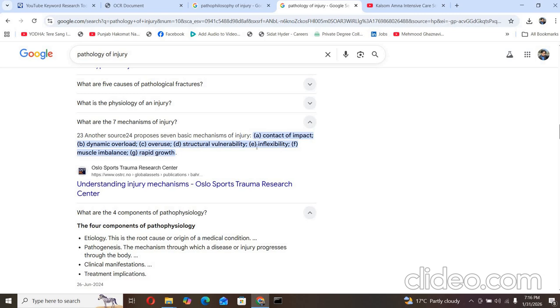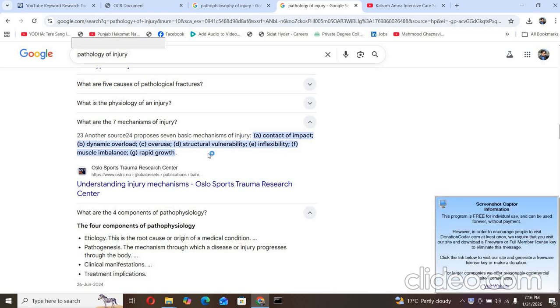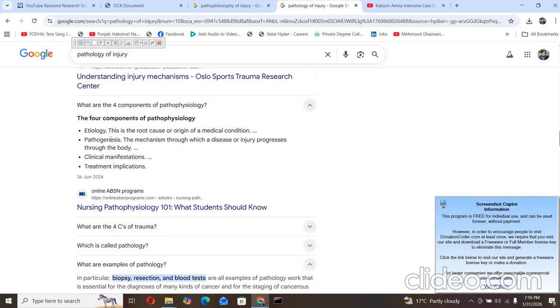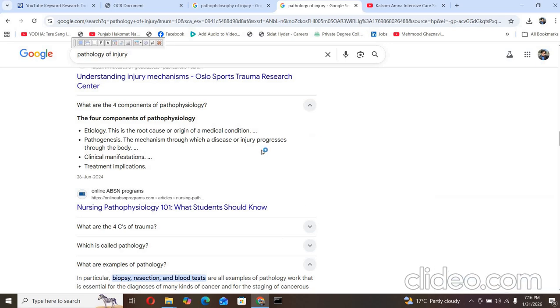Mechanisms of injuries: impact, dynamic workload, overload, structural vulnerability, inflexibility, muscle imbalance, rapid growth. Four components of pathophysiology are the root cause or origin of the medical condition, pathogenesis, the mechanism through which disease or injury progresses through the body, clinical manifestation, and treatment implications.